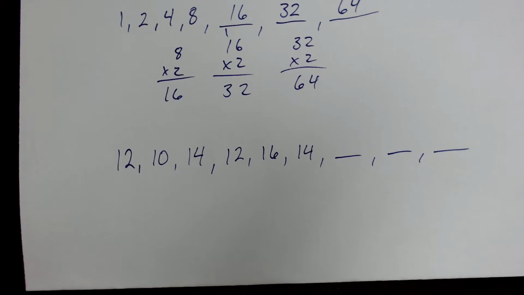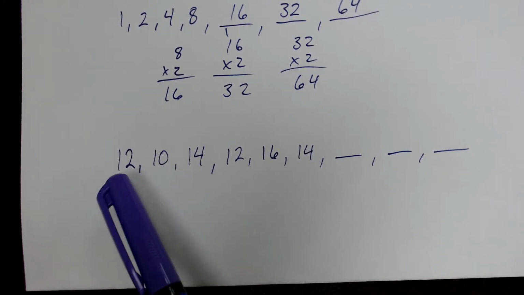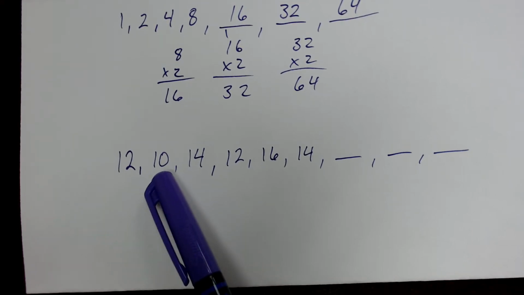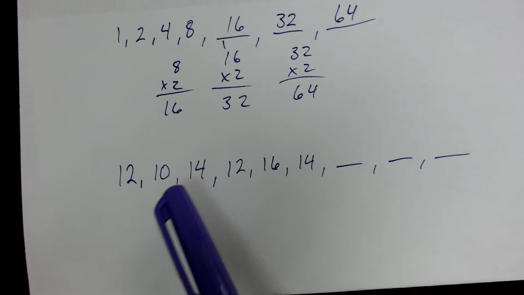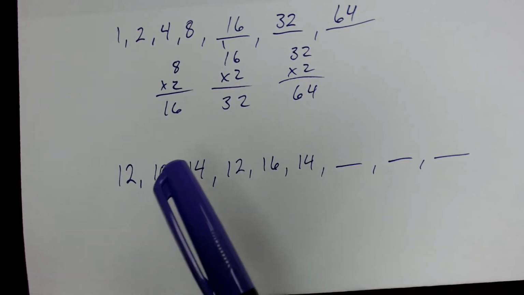Now this one is going to look a little bit strange, because we look at our first two numbers and we say, okay, we went from 12 to 10, so we must be subtracting, right? So 12 minus 2 equals 10. But then we go from 10 to 14, and that rule doesn't work because there's no way that we can subtract 2 from 10 and get 14.